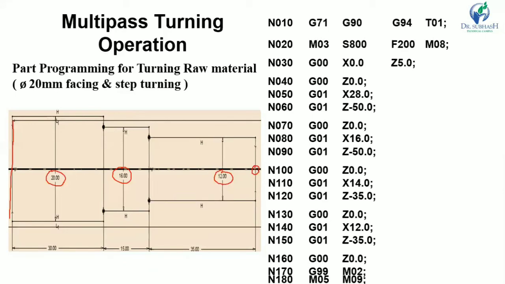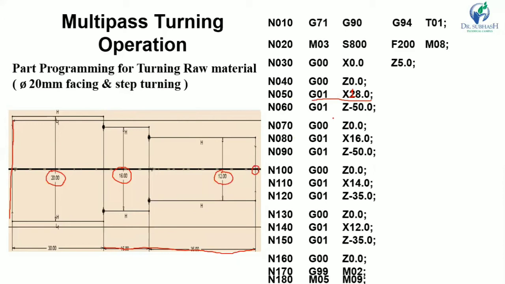Now initially first G01 X20, then G01 Z50. Okay, so from here it will travel up to this distance, 50 mm. Here it is not 28 but 18. Okay, it's 18. So for the first part, now make the diameter 18 mm.